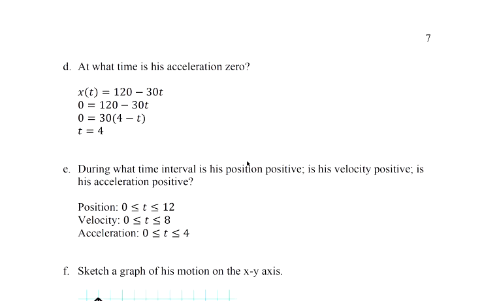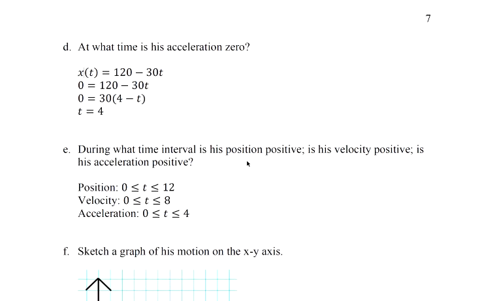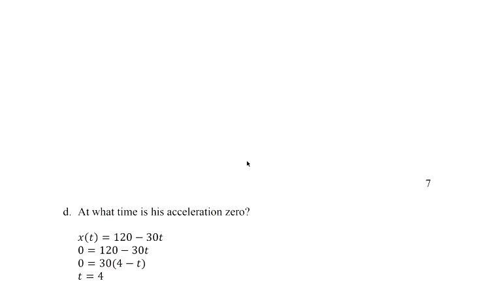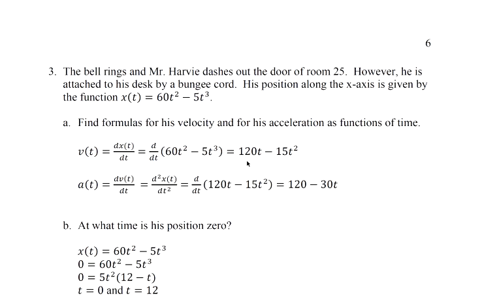Part E, during what time interval is his acceleration positive? Is his velocity positive? Is his acceleration positive? His position is positive from 0 to 12. How do I know this? Well, take this equation for position and just graph it using a GDC, a graphic display calculator.